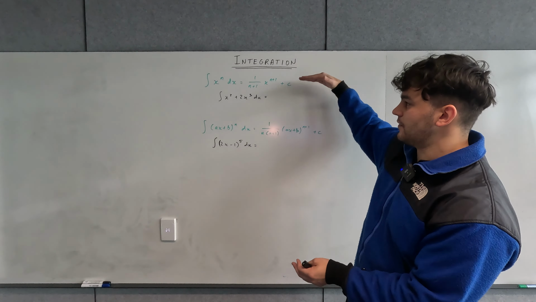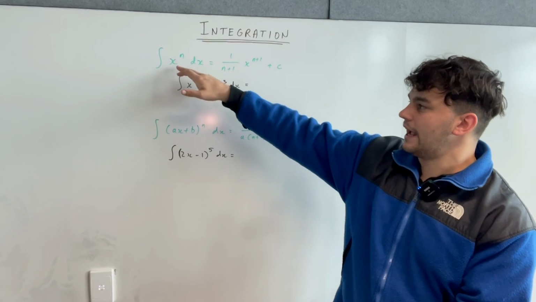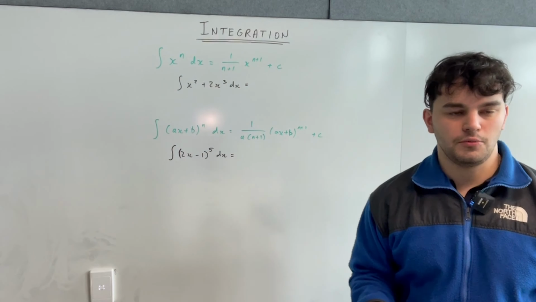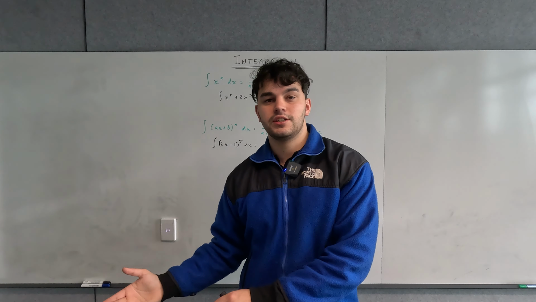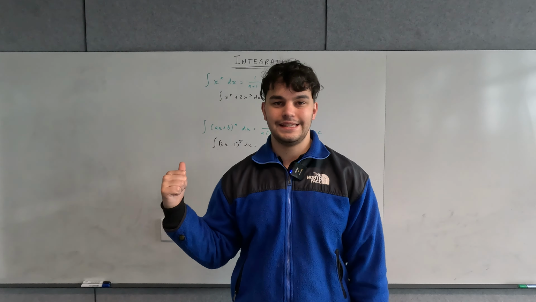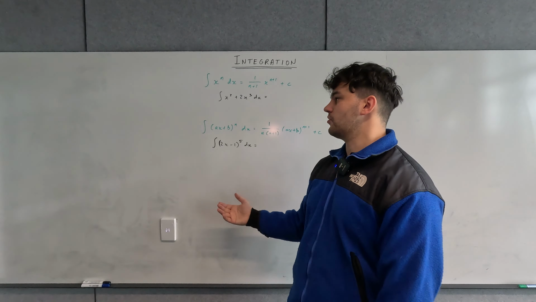So for example, we have this power rule here. You can see that x to the power of n becomes where you add 1 to the power and divide by that new power. If you think about the differentiation rule, you multiply down by the power and you minus 1 from the power. So you can see this is just the opposite thing in the opposite order.